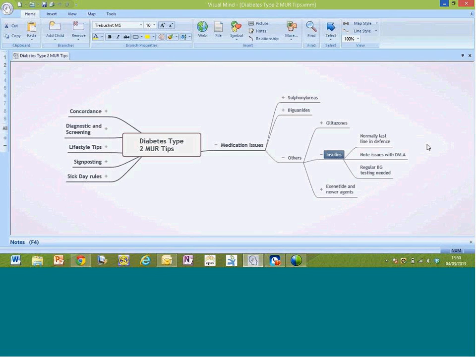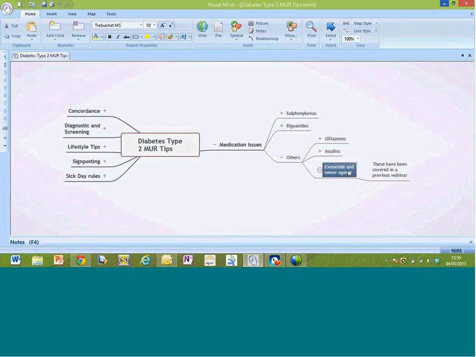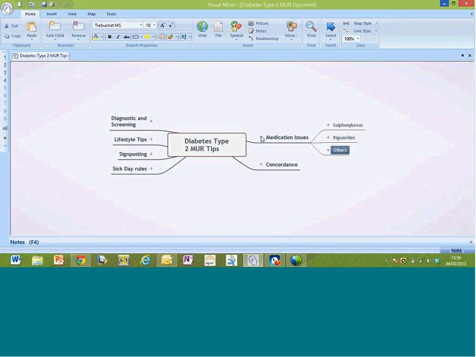And also with the insulin, because of the way it works, you need much more regular testing of your blood glucose as well. Again, we're going to go over the exenatide and the newer agents. These are things that we've covered in a previous webinar. So if you're very curious about that, which I hope you are, you can look at the previous webinars and go over that. So that is the medication issues that you would probably experience.